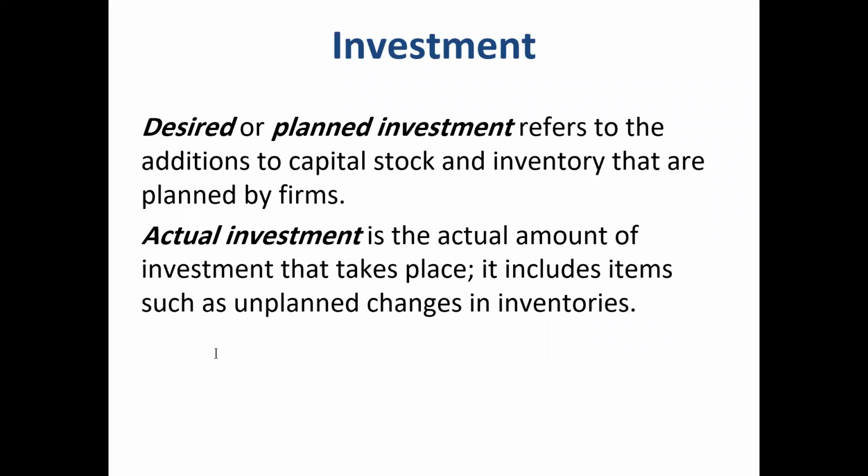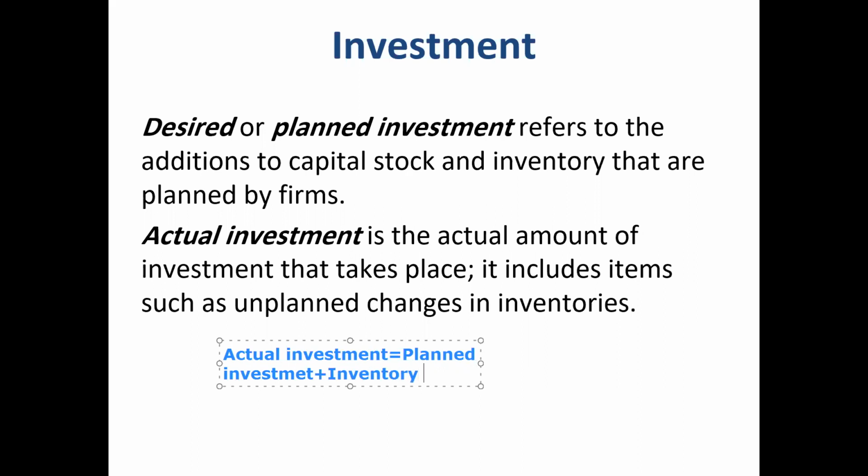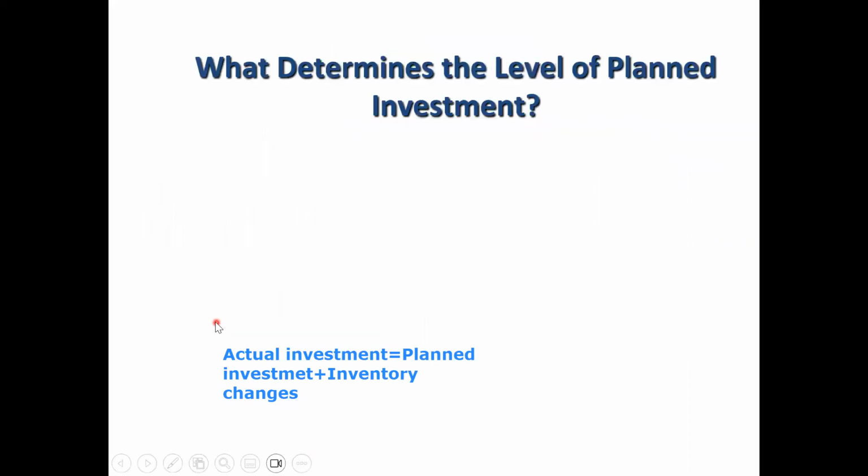And here we have a main formula. Actual investment is equal to planned investment plus inventory changes. So here's the basic formula of the actual investment: actual investment is equal to planned investment plus inventory changes.